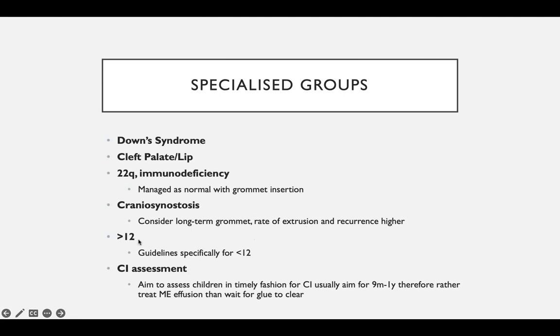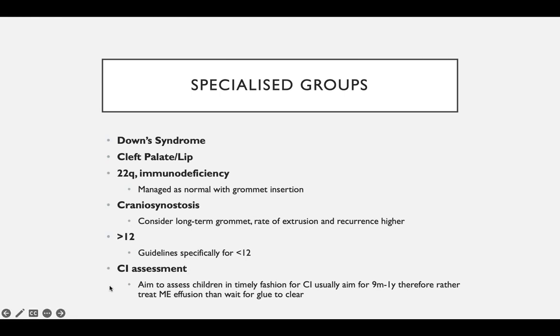Children over 12 are a special group because the guidelines are specifically for those less than 12. So should we manage those above 12 as adults? Should they be managed as pediatric patients? From what I gained from the literature, it's a clinician-based assessment. So it needs to be done on a case-by-case basis.